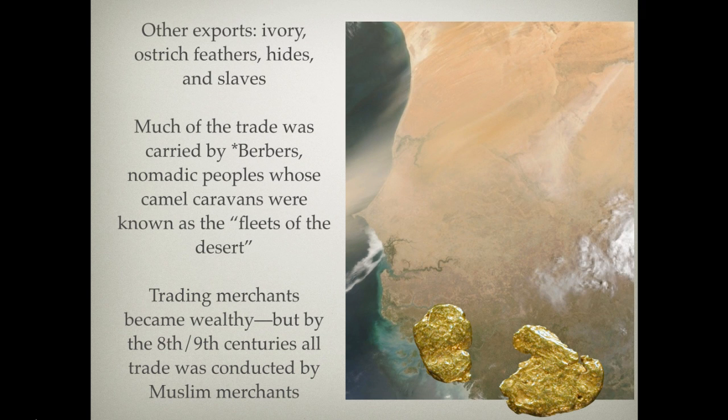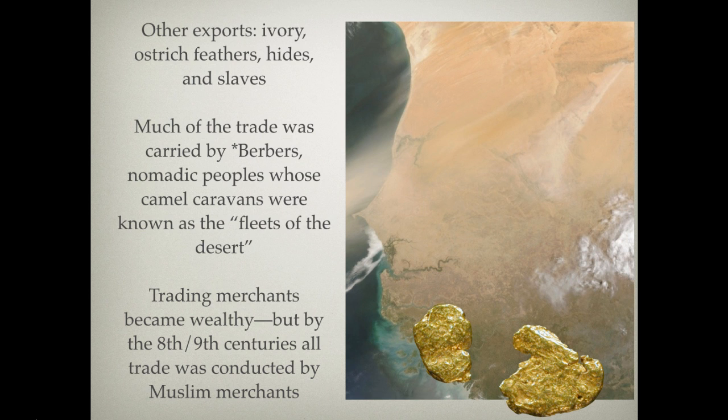Now, of course, other exports, other than gold: ivory, ostrich feathers, hides, slaves, all are commodities coming out of Africa that others want to purchase and buy. And that's really ultimately what drives the economy, the products or things that people want to trade, barter, or buy from the Africans. Now, much of the trade, of course, was carried on by Berbers.